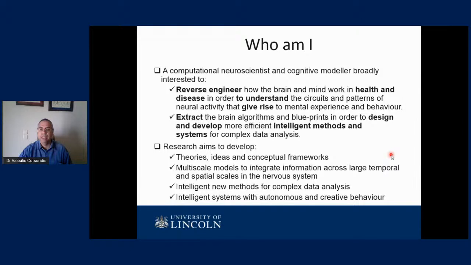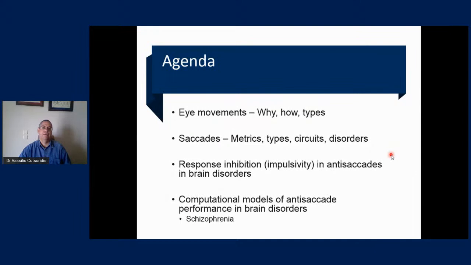So the agenda is I'm going to give you one or two slides on what eye movements are, why they're there, how they're generated, and what the types of those eye movements are. And then I'm going to jump into one specific type of eye movements, called saccadic eye movements or saccades. Then I'm going to talk about the metrics, the different types of saccades, the circuits that support the generation of saccades, and the different disorders that are directly involved with these saccadic eye movements.